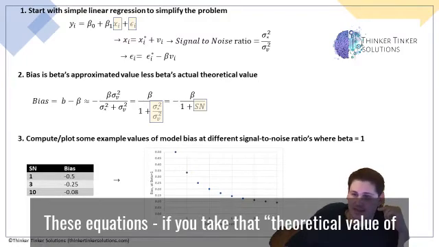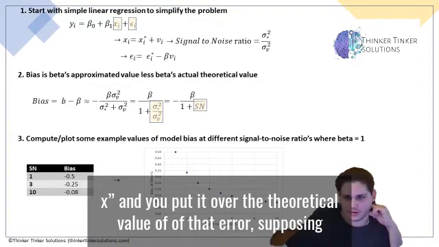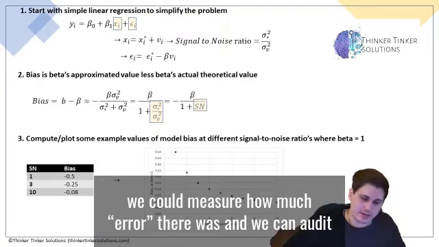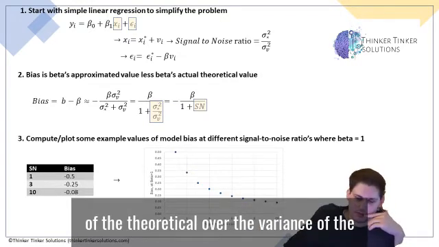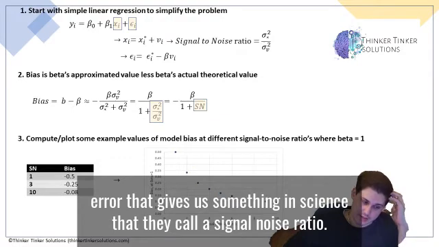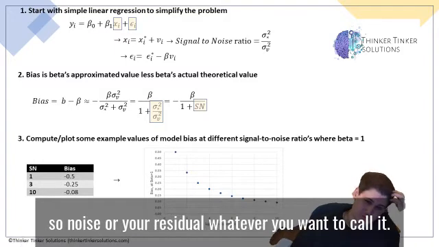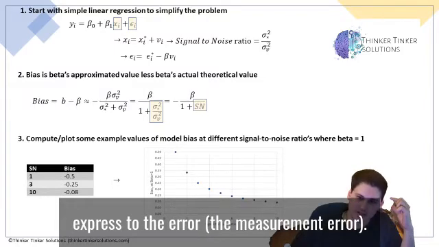This equation, so if you take that theoretical value of x and you put it over the theoretical value of that error, supposing we could measure how much error there was, or we could audit and go back and measure how much error there was. If you take the variance of the theoretical over the variance of the error, that gives us something in science that they call a signal to noise ratio. And also, you'll see that I've highlighted noise on this chart. So noise, or your residual, or whatever you want to call it, the epsilon, would have some sort of relationship that we need to express to the error, the measurement error.